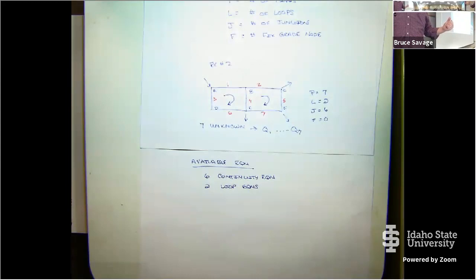If I have a node where 10 cubic feet per second is coming in and 8 is going out in one direction, well, I automatically know the flow in the other direction, right? And the other pipe has to be 2. So that's redundant, if you will. I don't need 2 equations to describe that.